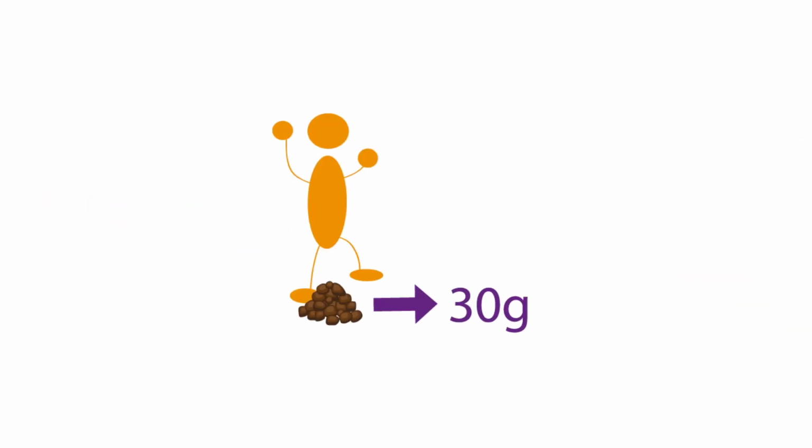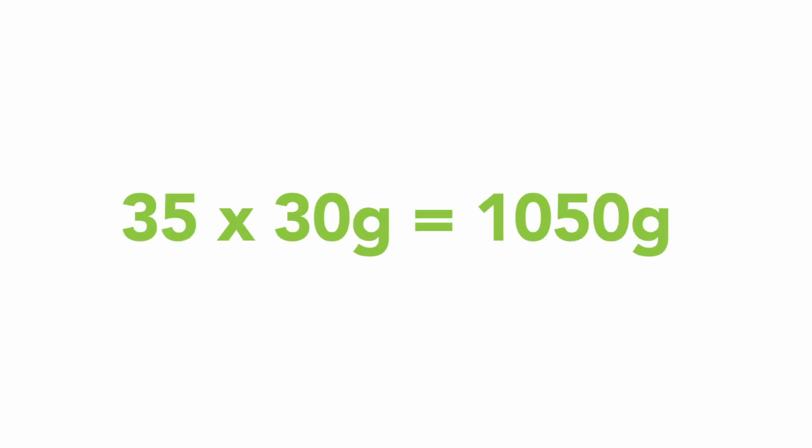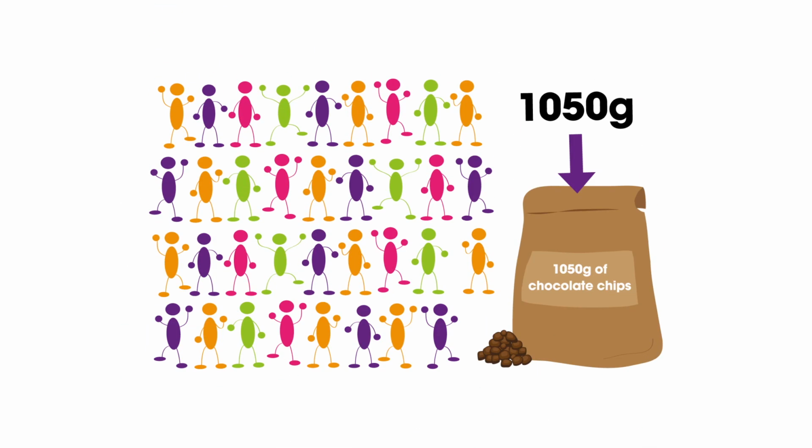From here we can work out that if one person needs 30 grams of chocolate chips, then 35 people will need 35 times 30 grams of chocolate chips. 30 times 35 is 1050. So Sam will need 1050 grams of chocolate chips to make her cookies.